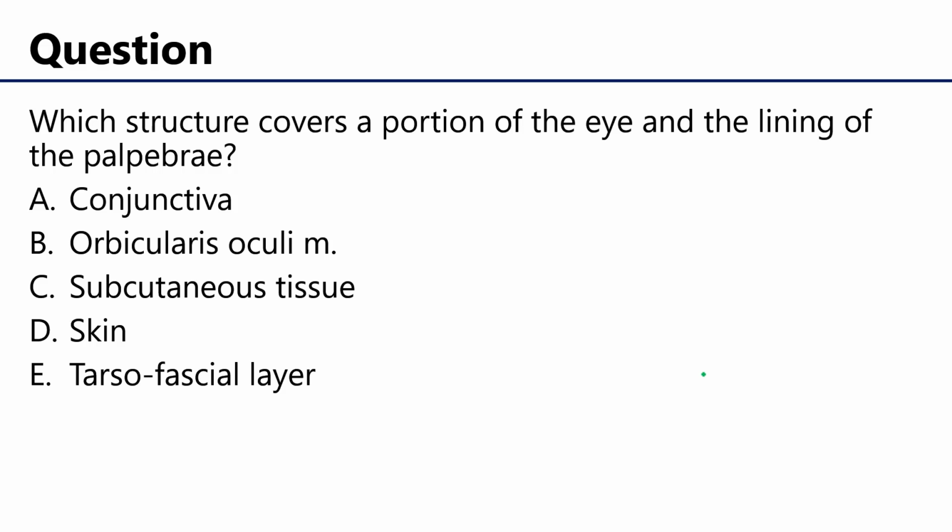That leads us to the assessment question of this video, and that is, which structure covers a portion of the eye and the lining of the palpebrae? Is it the conjunctiva? Yep, I like that answer. Orbicularis oculi muscle? Nope. Subcutaneous tissue? Nope. Skin? Nope. Tarsofascial layer? Nope. These are all layers of the palpebrae, but none of them are going to cover a portion of the eye. So that is why A, conjunctiva, is the correct answer.